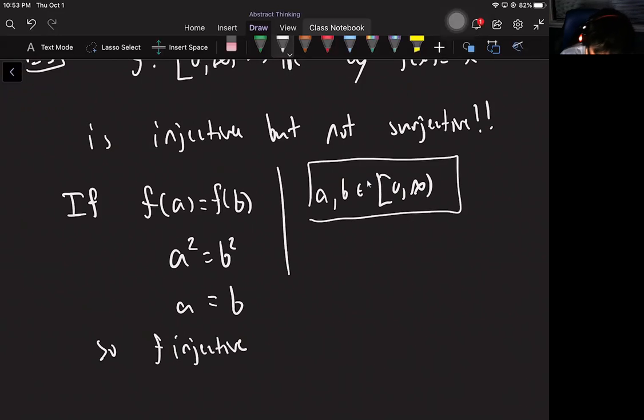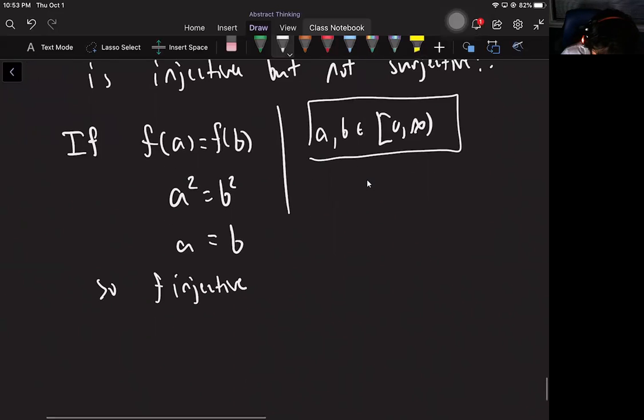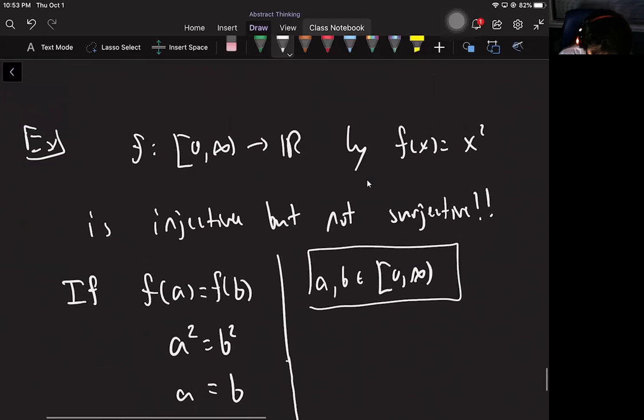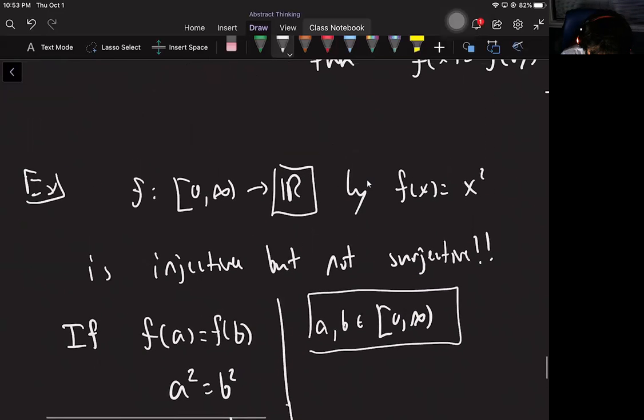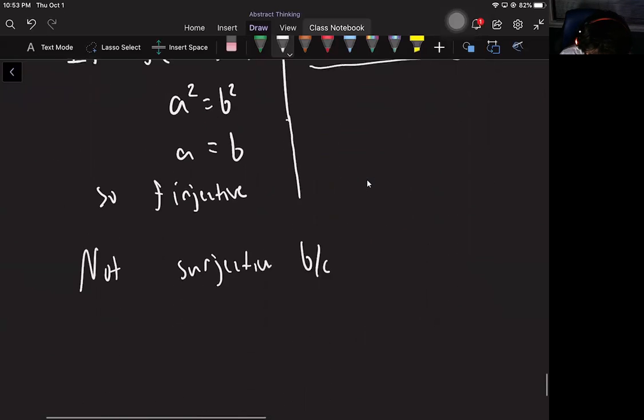Whereas if the domain was all real numbers, then I could get a equals negative b instead. Okay, and now that I've changed the codomain, it's no longer surjective because I can't hit every real number. I can't hit any negatives with x squared.